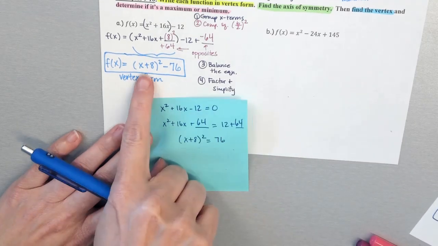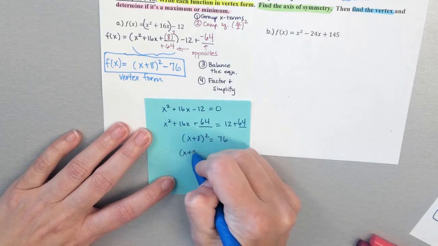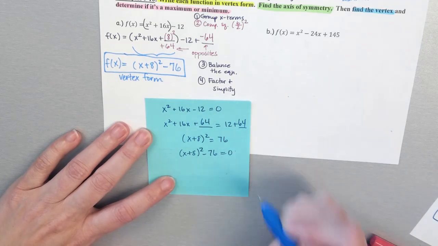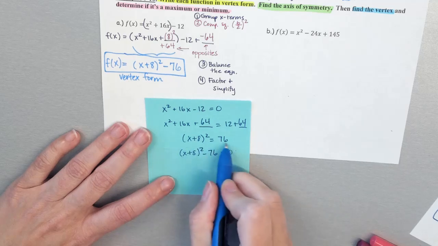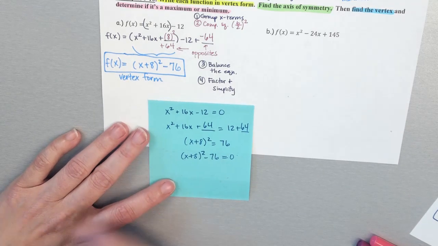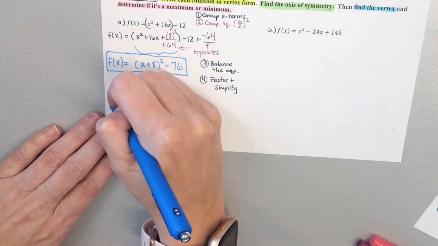What would you do to get it in this form? Wouldn't you just minus it from both sides? And then it would be equal to 0? Okay, it's the same type of thing. It's just we don't have to flip-flop this back and forth. We can do it all on one side. So from there, you can pick out your vertex.